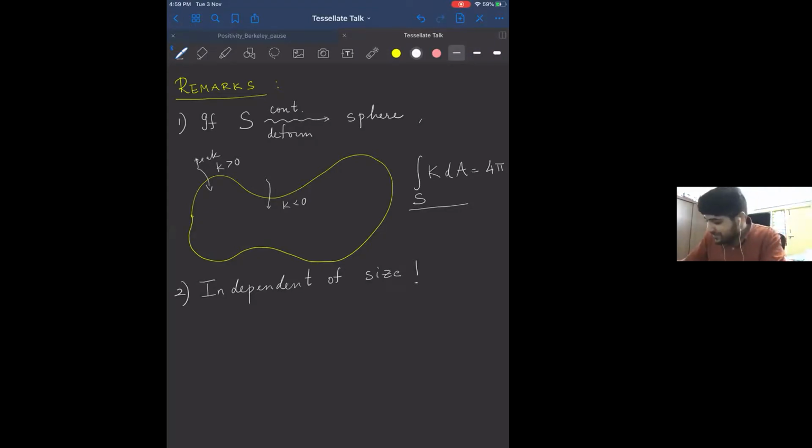Another thing to note is that this is independent of size. It doesn't matter whether your sphere is the earth or your football. The right hand side will always be 4 pi. It's independent of the size.